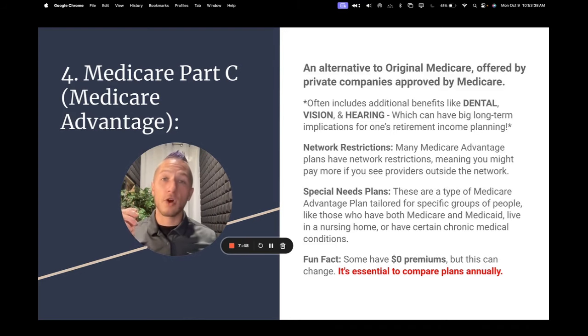Fun facts, there are some $0 premium plans out there right now. That's what most of my clients that work with me decide to go with if they go with a Medicare Advantage plan, in addition to offering the dental and vision and hearing versus a supplement setup in Part D setup, which we'll get to here in the next slide. Also, it is essential to review your plans annually. You can change these plans annually. There's no pre-existing condition clauses. That would be another fun fact that I could share with you on Medicare Advantage.